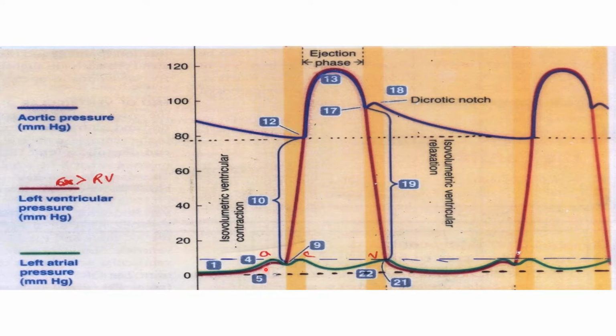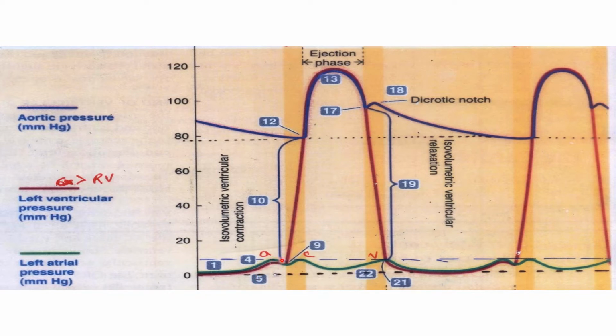This atrial pressure is more than the ventricular pressure. The ventricular pressure line is red, the atrial pressure line is green. So when the atrial pressure is more than the ventricular pressure, the ventricle is below and the atria are above, so by gravity, when pressure is applied from above, the AV valve opens. Here we talked about opening of the semilunar valve and closure of the semilunar valve. Now at this moment we are talking about opening of the AV valve.